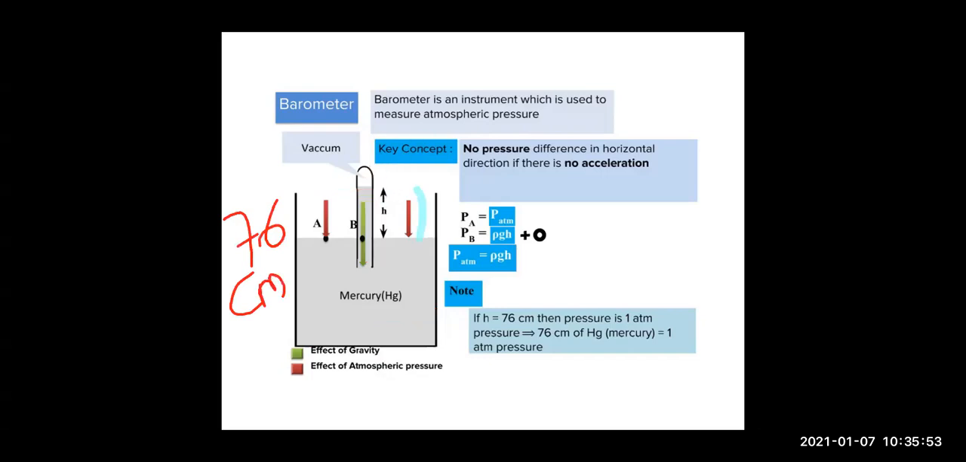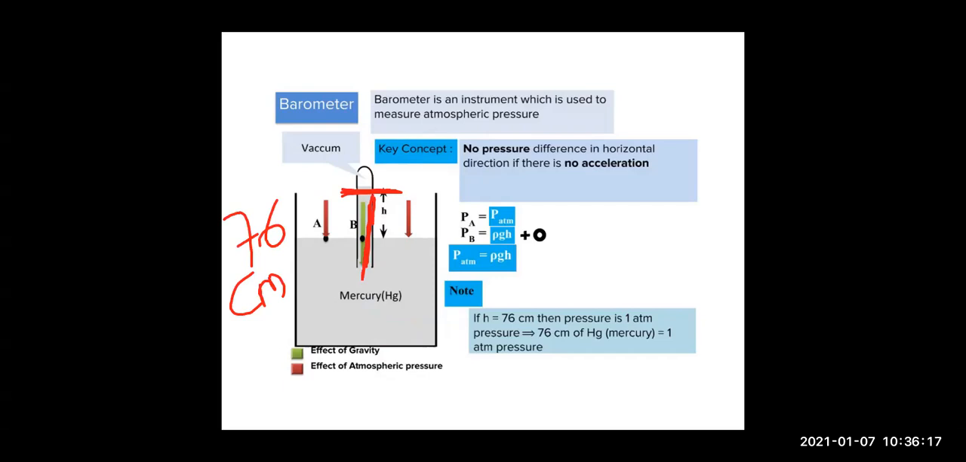76 centimeter was the height of this part of the tube, right, children? Above the 76 centimeter, above it in the tube, there was no mercury. The mercury had flowed down. Right, children?